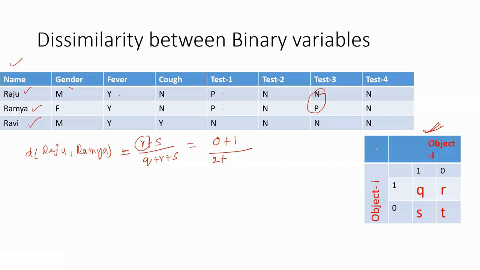R again represents 1, 0. We do not have any 1, 0. And S represents 0, 1, meaning no or negative, positive. S is 1. So this simplifies to 0.33. Now come to another combination: Raju and Ravi.